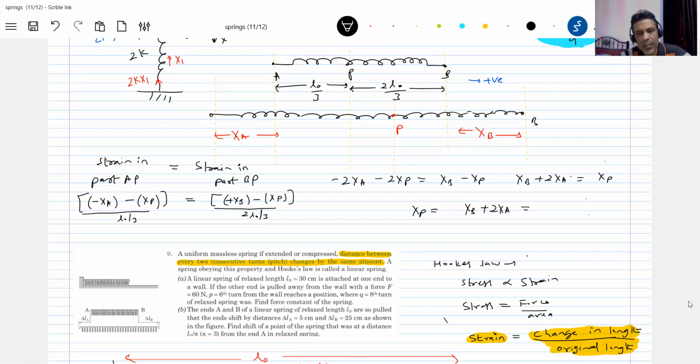Anybody get a value? XB, XA, how much given? The displacement. Already I substituted the sign. You need not bother. Already I substituted the sign. So what is XB equal to? 25. 35 centimeters. 35, sir. 35 centimeter.